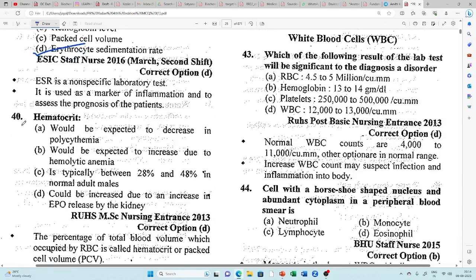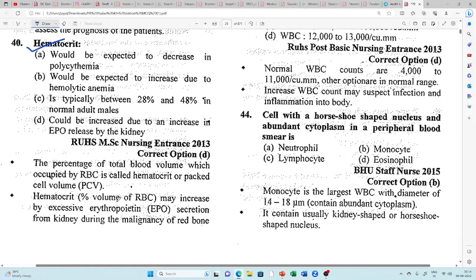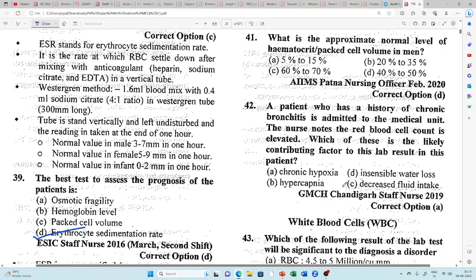Okay. What is meant by hematocrit? Hematocrit is the amount of red blood cells only, and it could be increased due to an increase in erythropoietin released by the kidney. Who is secreting erythropoietin? Erythropoietin is secreted by the kidney only. Once the kidney does not receive enough blood, it will produce erythropoietin to increase the production of RBC. That is another topic, and it's very important. Next, what is the approximate normal level of hematocrit? Normal hematocrit is 40 to 50%.